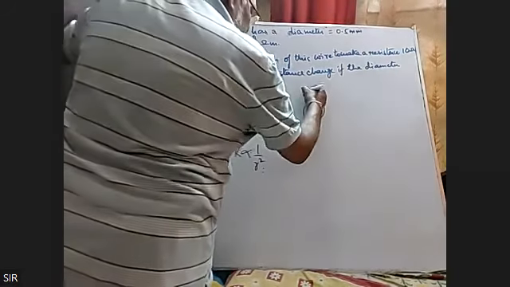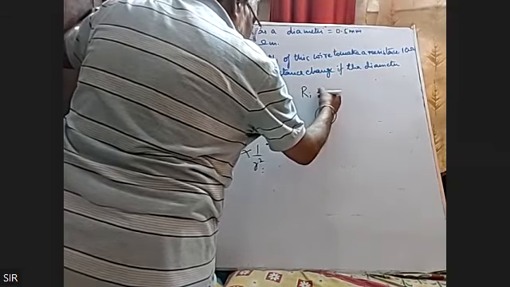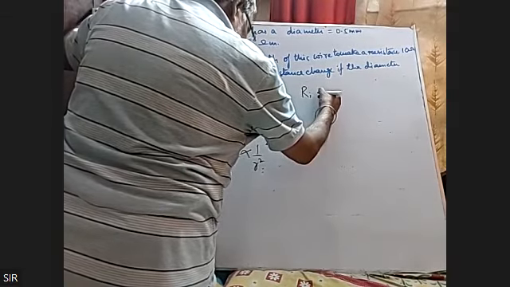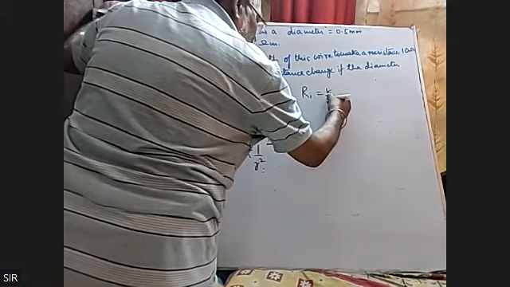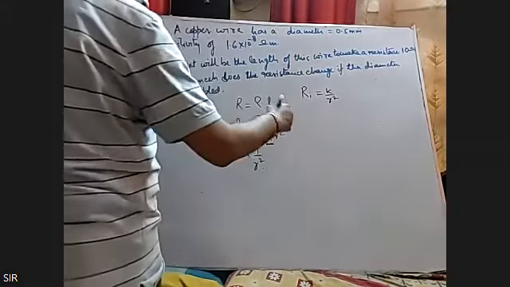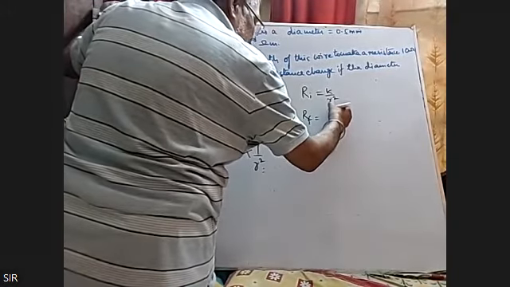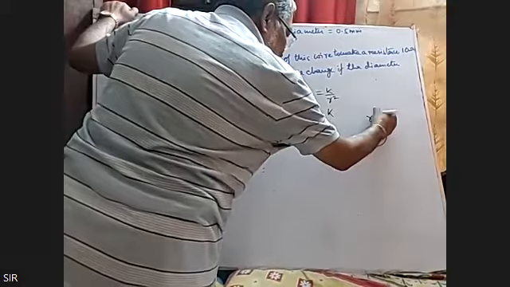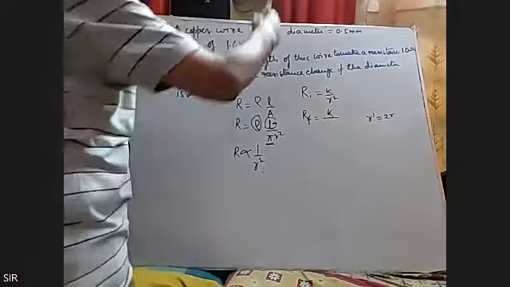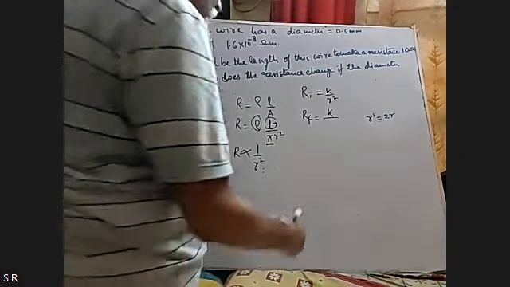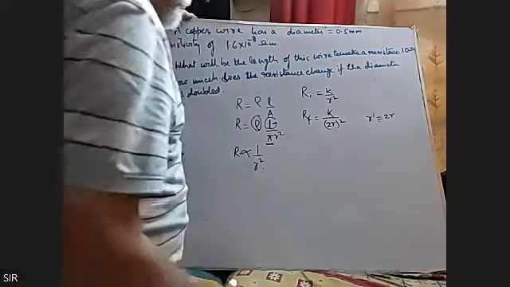Suppose the initial resistance is R initial, say equal to K by r square. Now what we are doing? R final. We are making r dash. r dash is equal to 2r. We are doubling the diameter, so radius will also be doubled, or not. Yes. So 2r whole square. Clear?